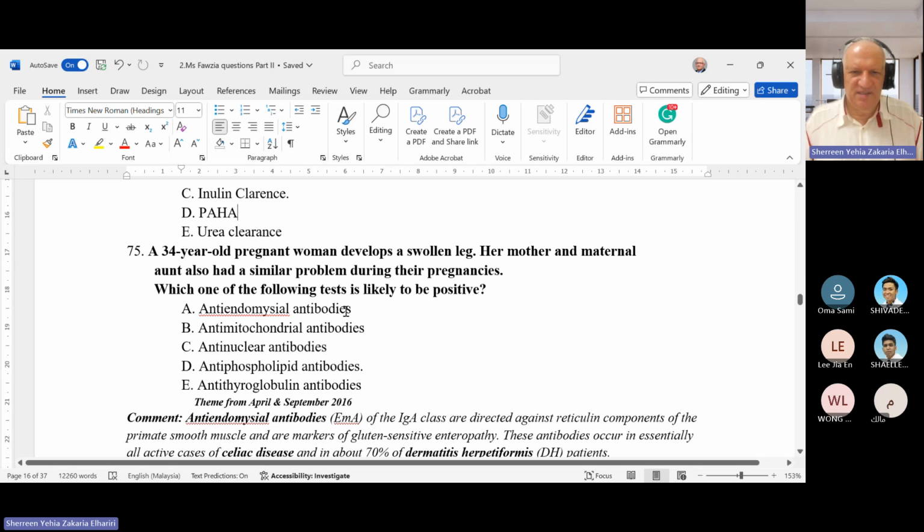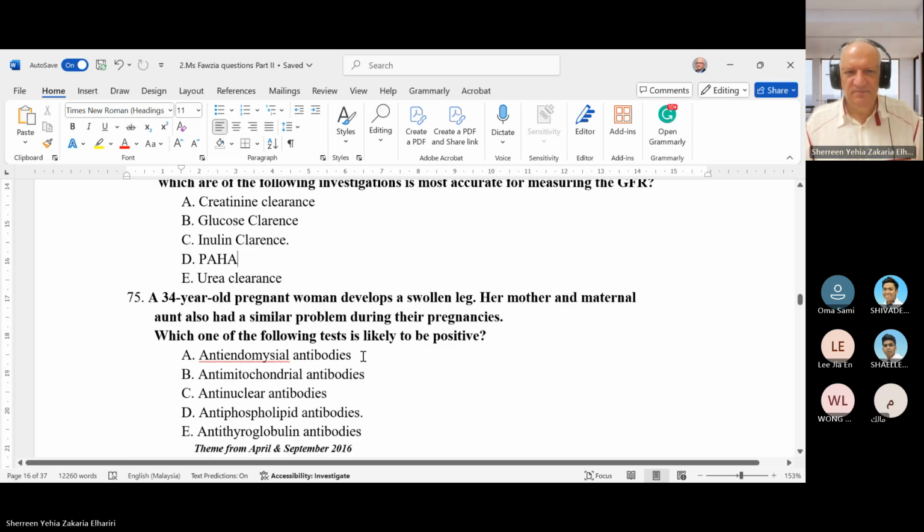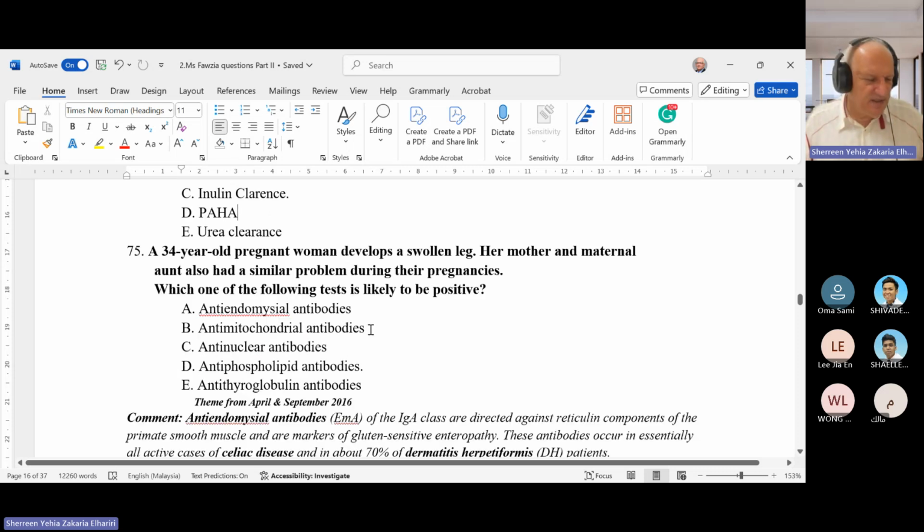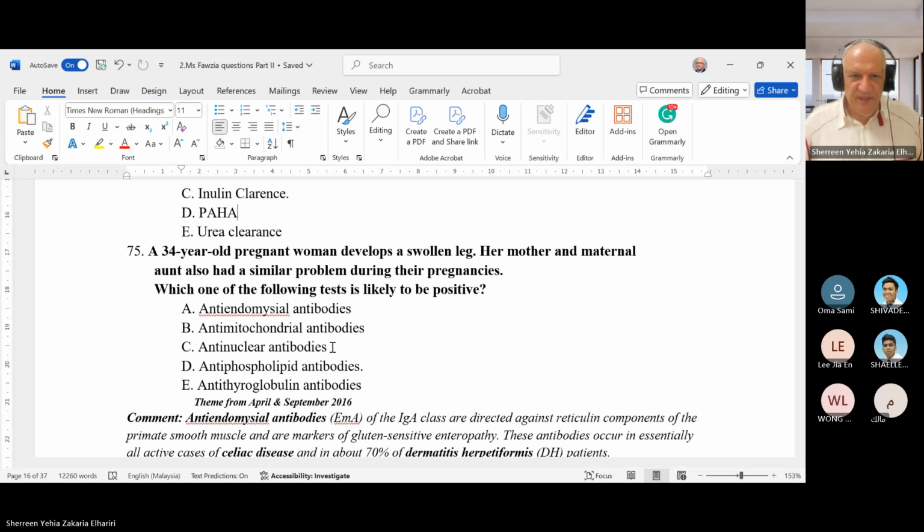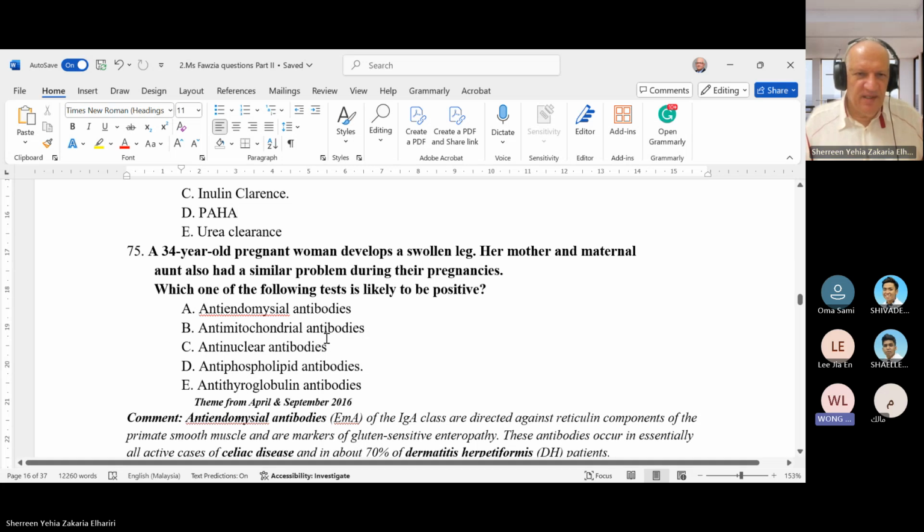anti-endomysial antibodies. It is in which disease? Increased in which disease? Celiac disease, which is rare, it is called gluten enteropathy. Anti-mitochondrial antibody, in which disease? Primary biliary cirrhosis. Anti-nuclear antibodies, common, which disease? Systemic lupus. SLE. Yes, SLE. Anti-thyroglobulin antibodies in Hashimoto thyroiditis.